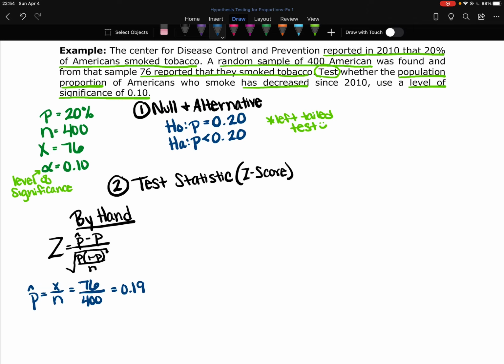If you aren't sure what happened to your p, go back and look at your null. This p is always going to be the same number in your null hypothesis. Same thing down here. These p's are always going to be the number from your null.